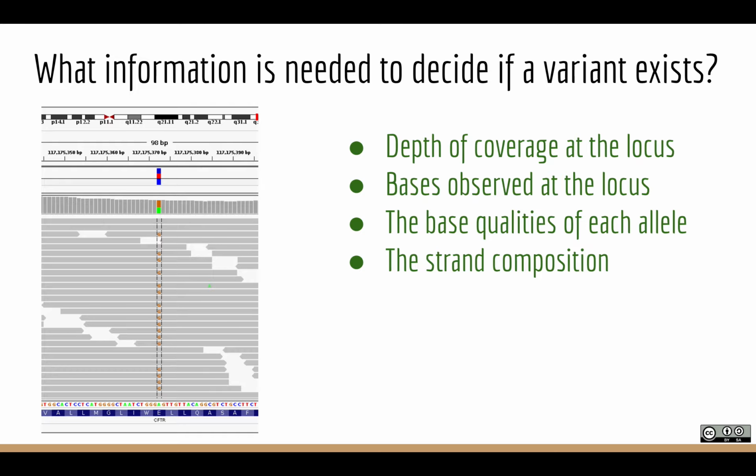If the alternate allele only comes from one strand, and there's lots of sequencing coverage, like 20 reads, but they're all on the forward strand, that also suggests something funky is happening. You would expect roughly 10 on one strand, 10 on the other.